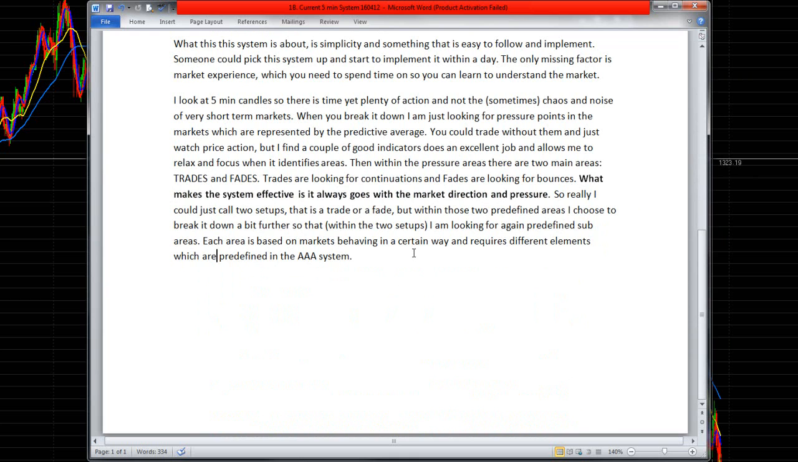So I'm breaking it down further and having predefined sub areas. Each area is based on the market behaving in a certain way. So they're predictable areas of the market that if I see happen, and I know I've seen it before, I've got a high percentage of getting this area right, and then it's just a matter of getting into the trade, and that's where the predefined AAA system comes into play, which I wanted to take you through today.